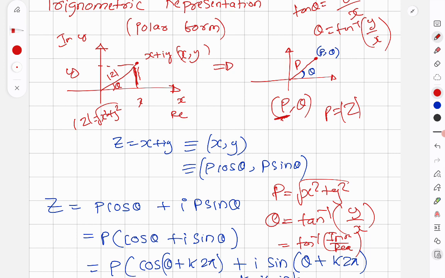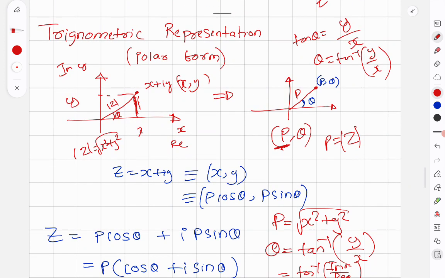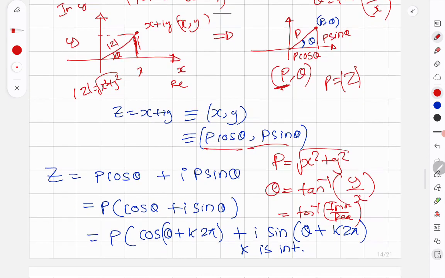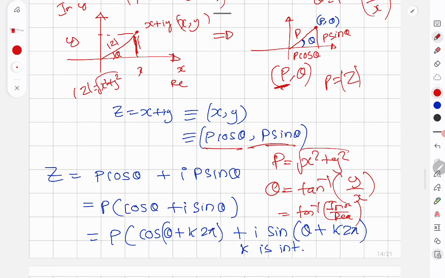Also you can write this coordinate as rho cos theta and rho sin theta. You know from physics, this rho has a theta, so you can write this one as rho cos theta and this one as rho sin theta. So z is rho cos theta plus i rho sin theta.